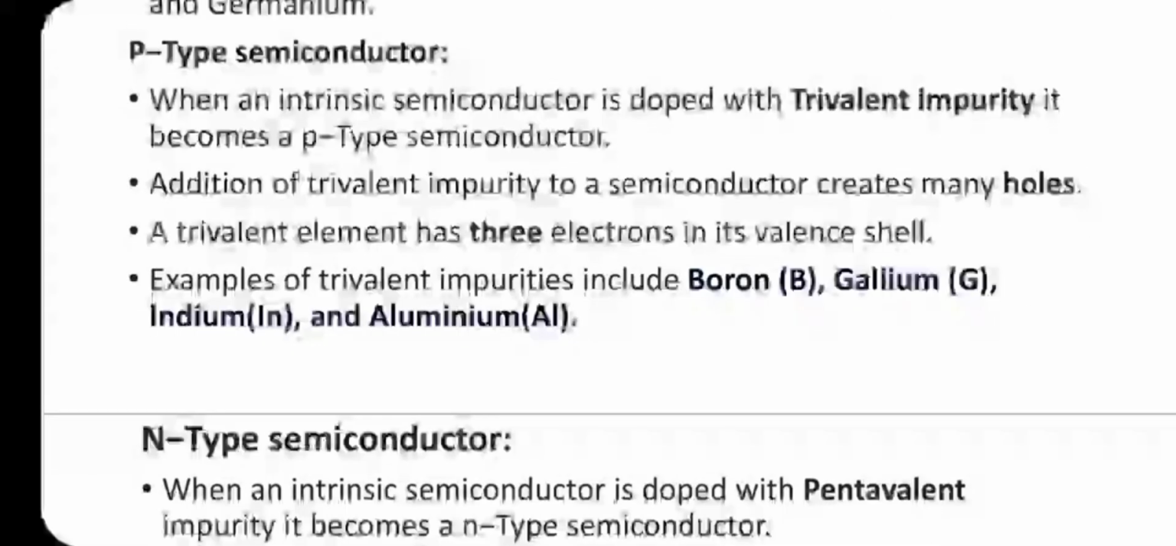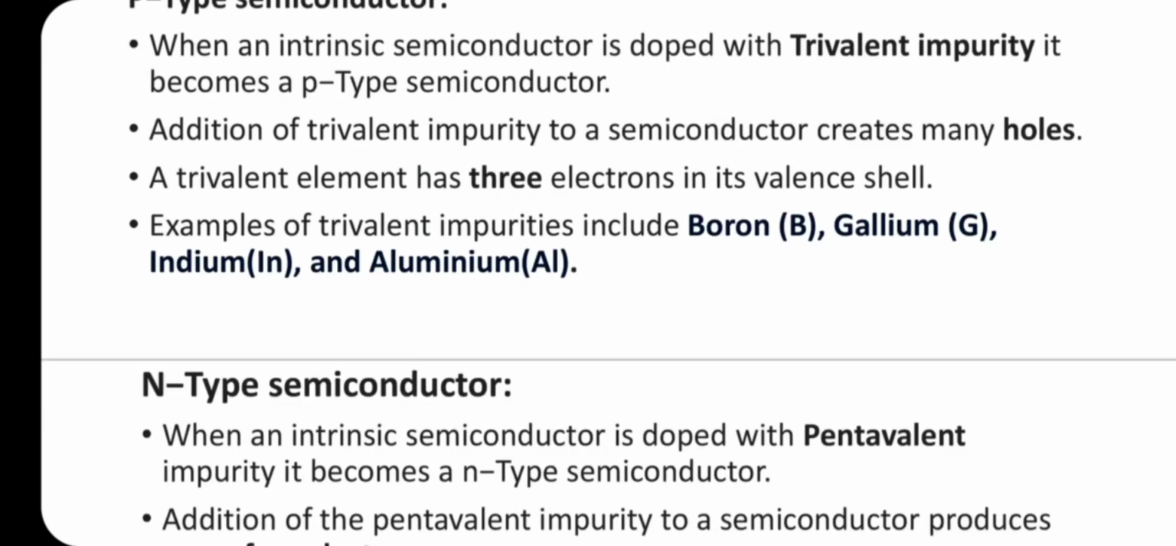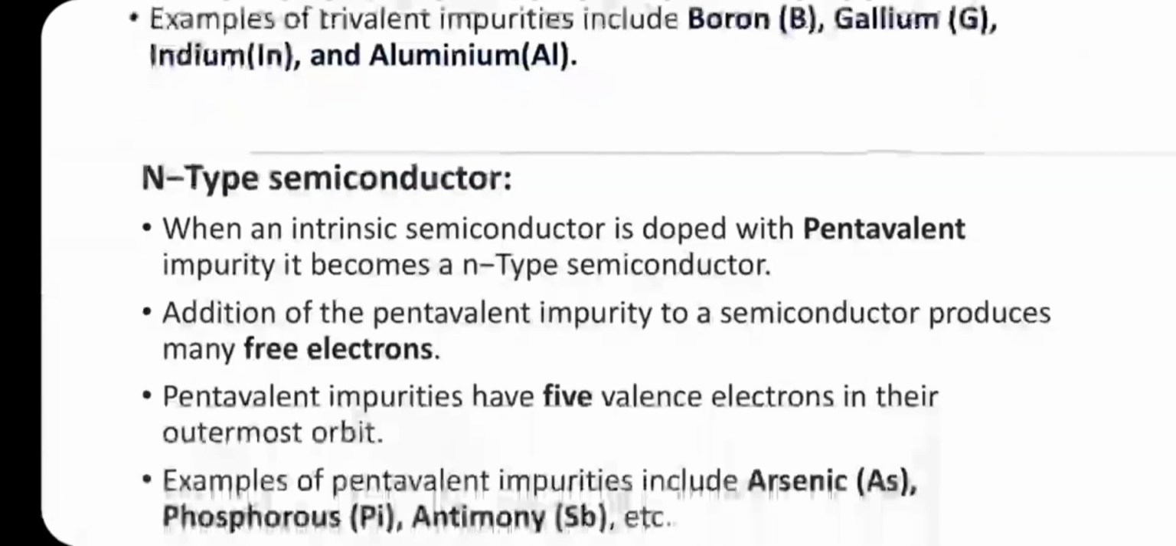P-type semiconductor. When an intrinsic semiconductor is doped with a trivalent impurity, it becomes a P-type semiconductor. Addition of trivalent impurity to a semiconductor creates many holes. A trivalent element has 3 electrons in its valence shell. Examples of trivalent impurities include boron, gallium, indium, and aluminium.